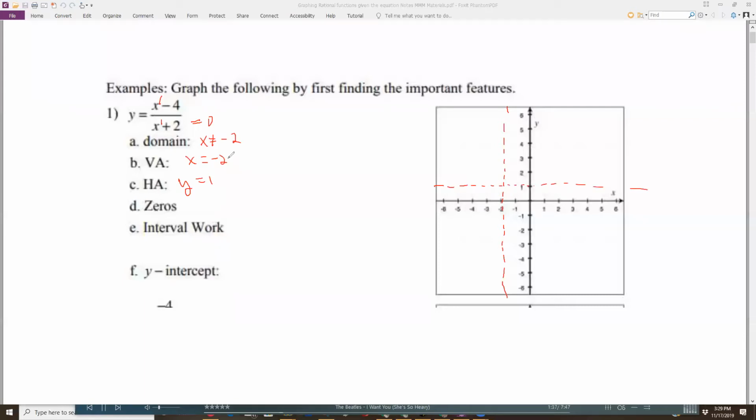And then where is it 0? Well, we know it's 0 where the numerator equals 0. That's when x equals 4. So it crosses the x-axis at (4, 0). We'll put a point there, and we'll skip the interval work for a minute. Now, remember the y-intercept, and we've done this with polynomials before. If x equals 0, then the y-intercept in this case is going to be -2, because -4 over +2 is -2. So it's going to cross the y-axis at the point (0, -2).